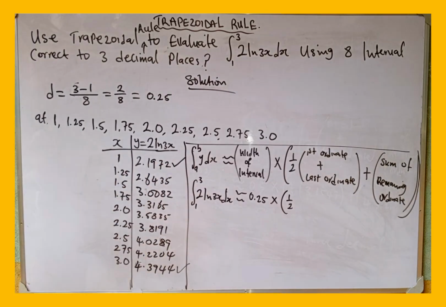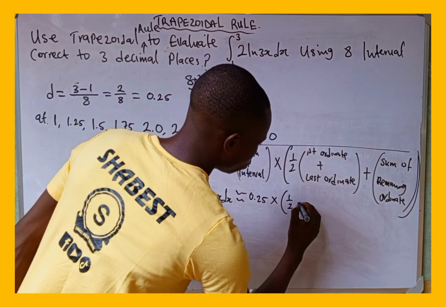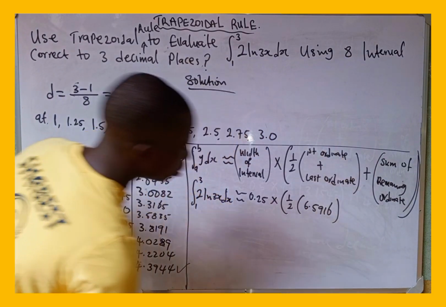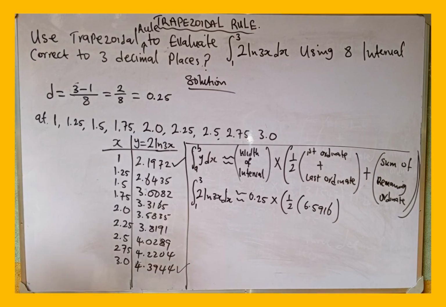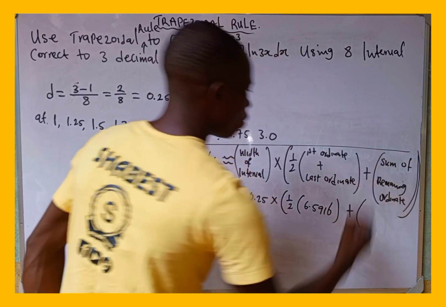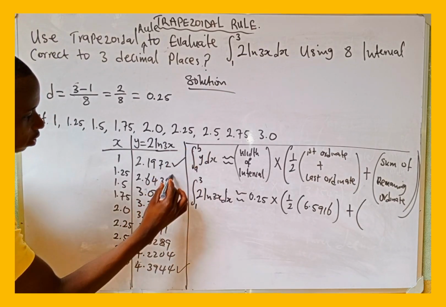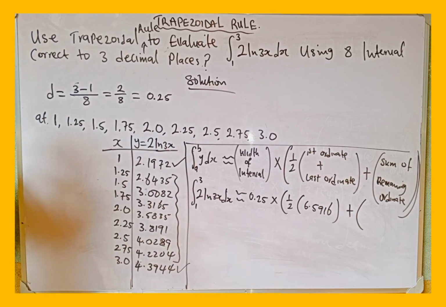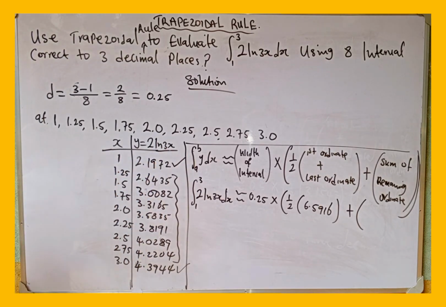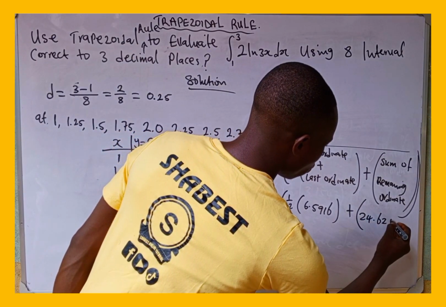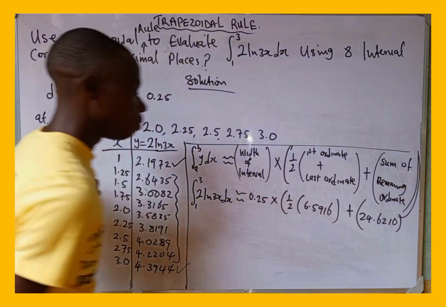So if you add them together, we are going to have what? 6.5916. So this is the sum of first ordinate plus the last ordinate. Now plus add it to the sum of the remaining ordinates. Where are the remaining ordinates? We have picked first ordinate and the last ordinate. So this is the remaining ordinate. We are going to add everything together. If you add them together, it's going to give us 24.6210. So this is the sum of remaining ordinates.